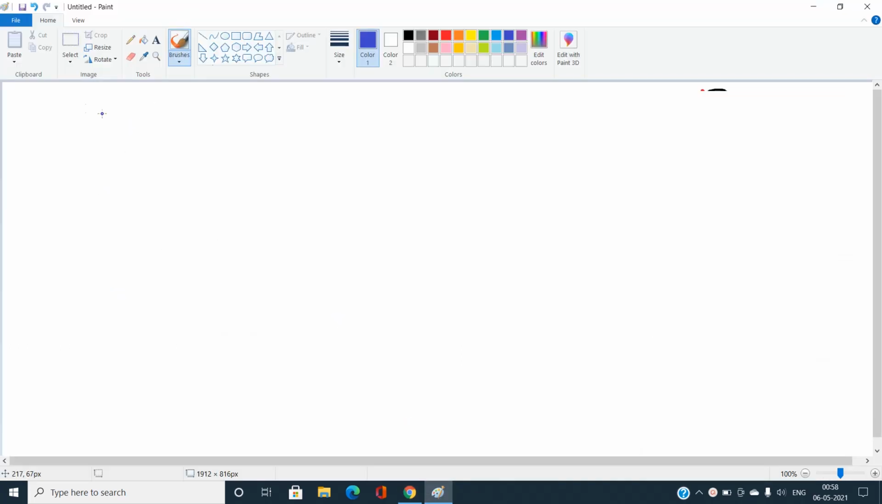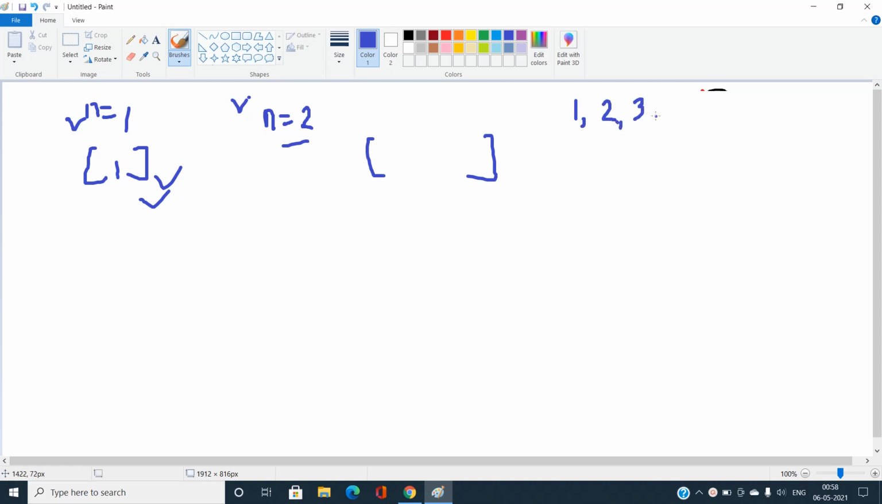If n is 1, you can always form a 1 matrix, and this is going to be our answer. Always try to approach these types of problems with the help of base case examples. I've taken n as 1, and now take n as 2: you have to fill 4 elements, like 1, 2, 3, 4.